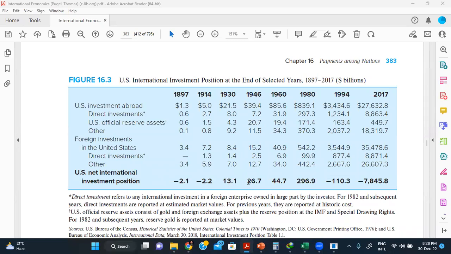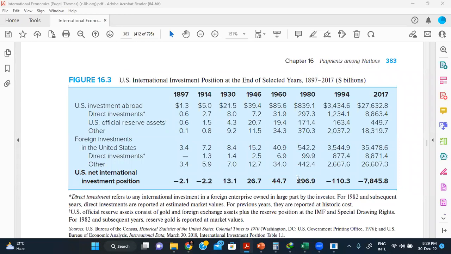And it increased significantly. You see, from 1930 to 1980, it took more than 50 years, during which time, over long years, the US reached a net creditor position, and you see exactly a big figure, $296 billion, as their net credit position. Okay.